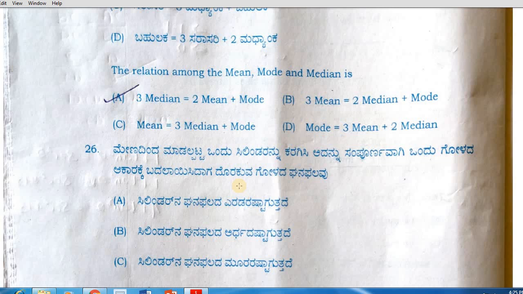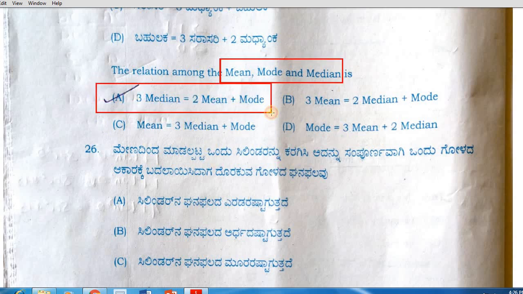Question number 25, children. I said on this definitely a problem will be there. The relation among the mean, mode and median is, that is, 3 median is equal to mode plus 2 mean, otherwise 2 mean plus mode. So option A is right for this question.